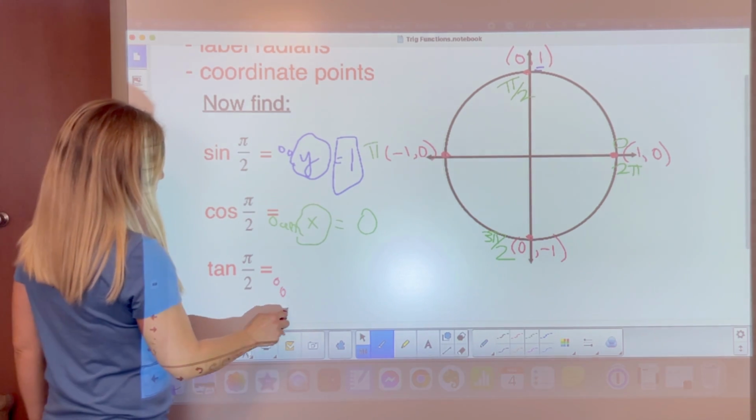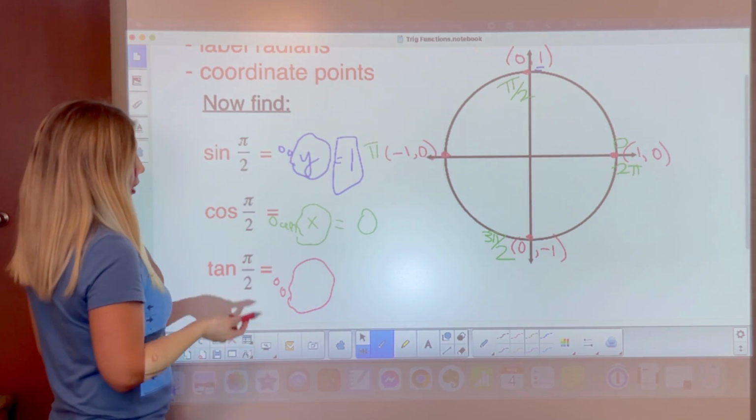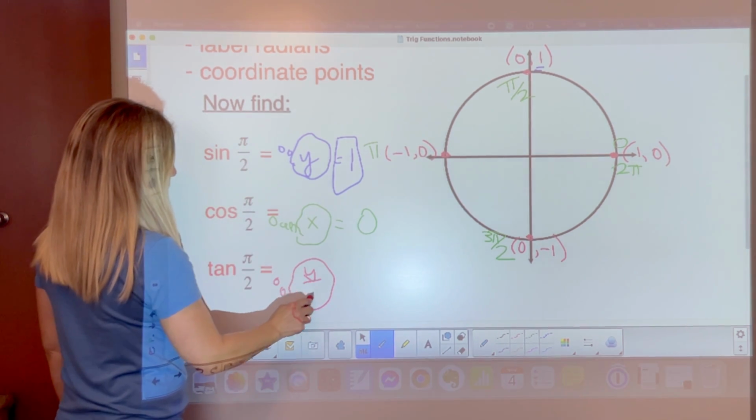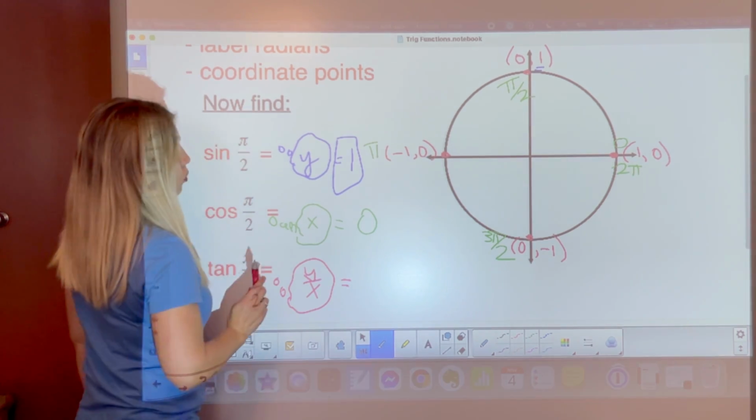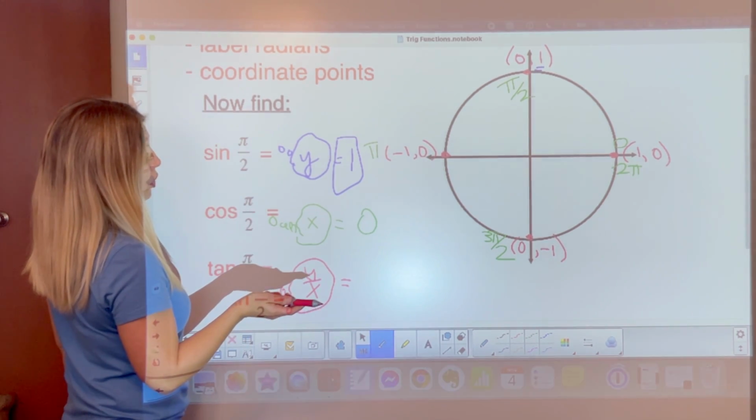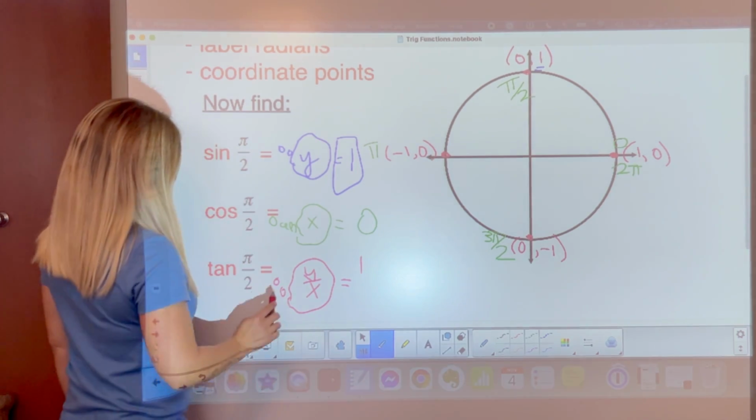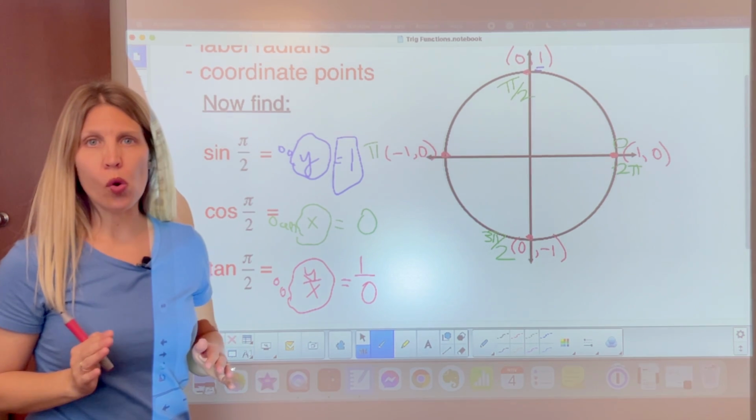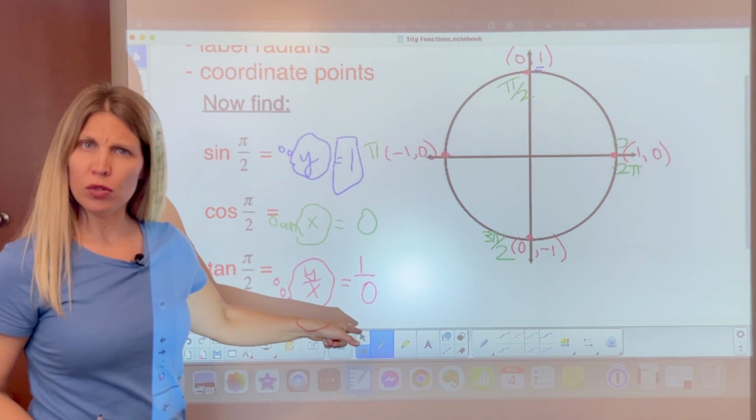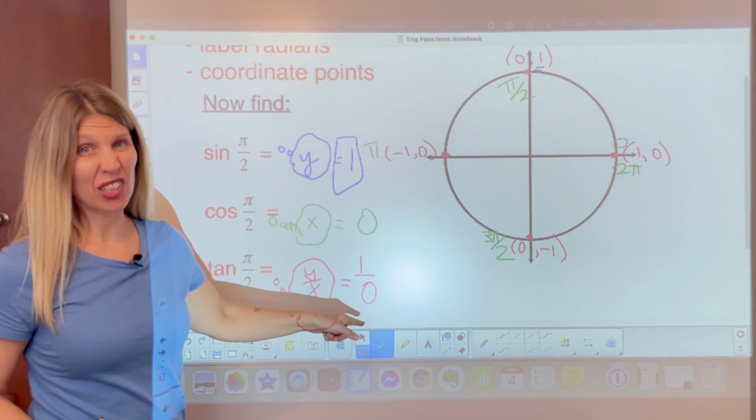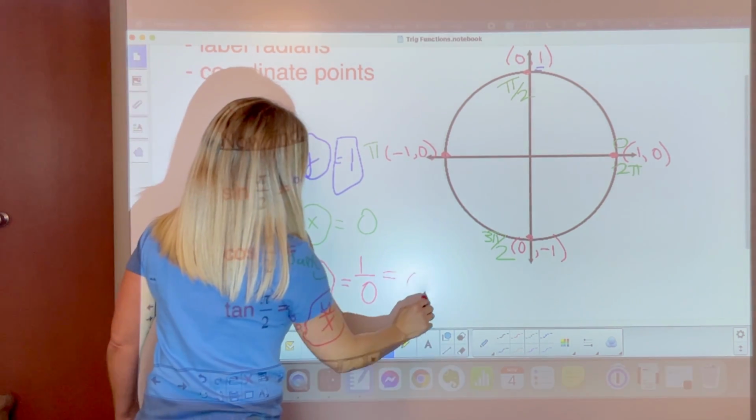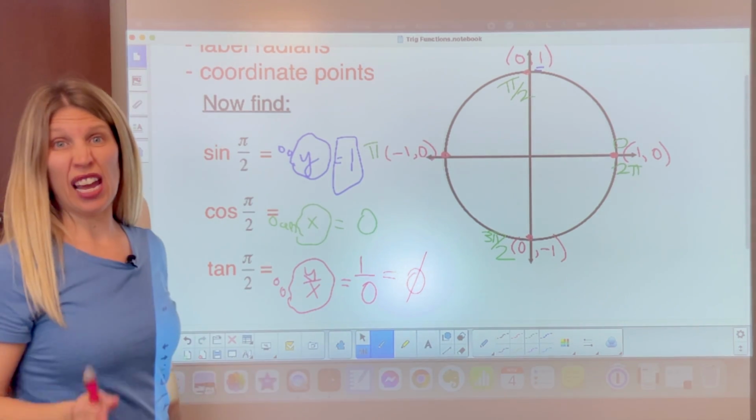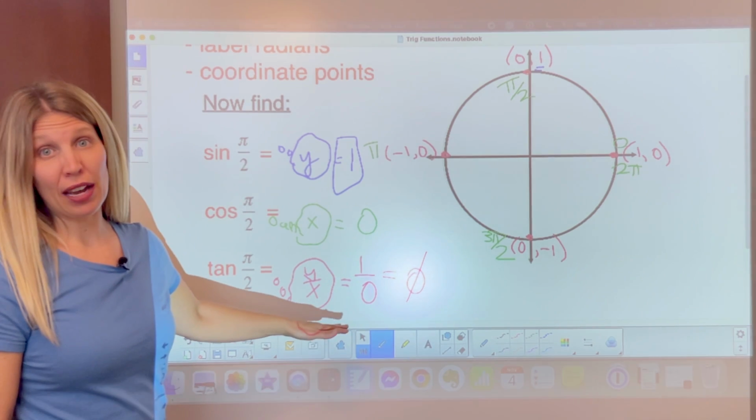All right, so in your thought bubble, what are you going to think? Well, tangent is my sine over my cosine, which means it's my y over my x value. So what is my y value? Well, my y value is 1. My x value is 0. Oh no! Do you see a problem? Can you divide by 0? No, you can't. So tangent at pi over 2 is actually undefined. And if you were to actually graph tangent on your calculator, you'd see that there's an asymptote there. It's undefined because you can't divide by 0.